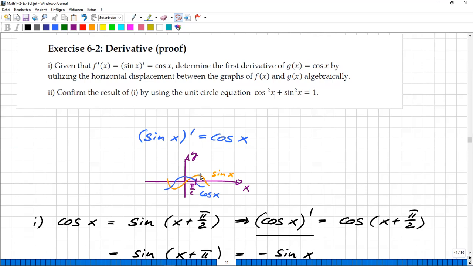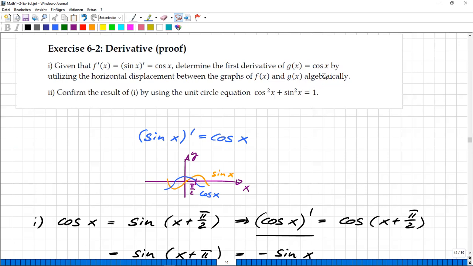So that's the fact. Now we want to determine the first derivative of cosine of x, which we call g of x, right? But not by using the general method of a difference ratio and the limit procedure to get a differential quotient. No, instead we want to utilize the horizontal displacement between the graphs of these two functions. f of x should be sine of x, g of x should be cosine of x. And do so algebraically. Let's start.